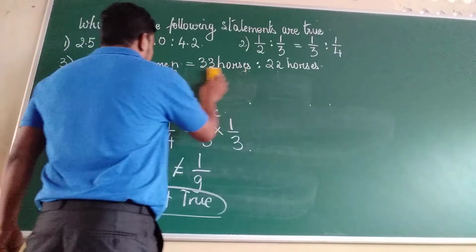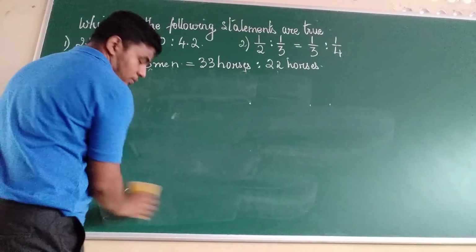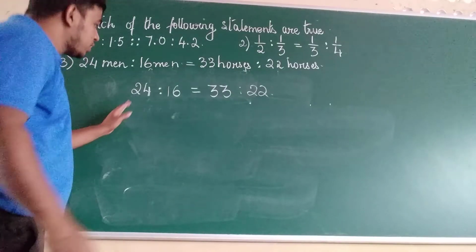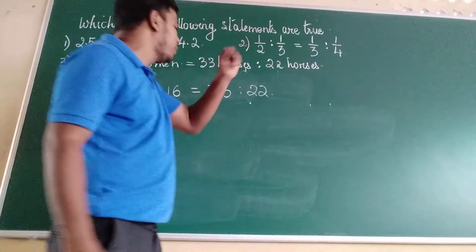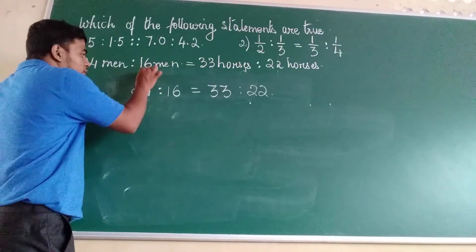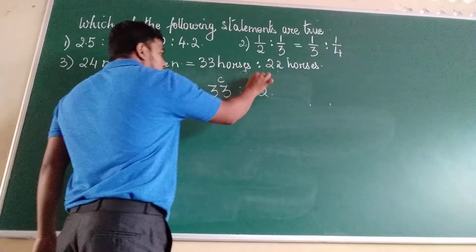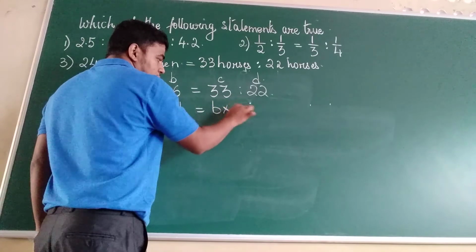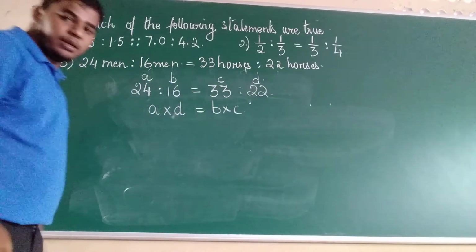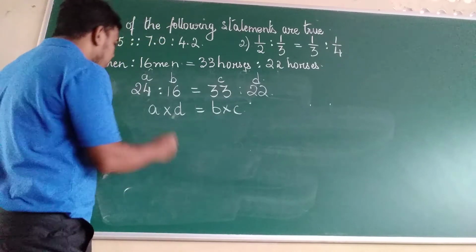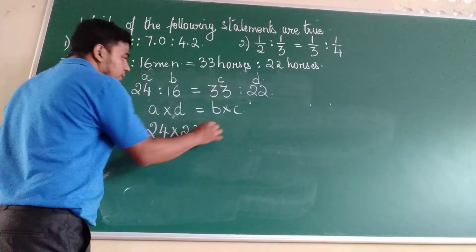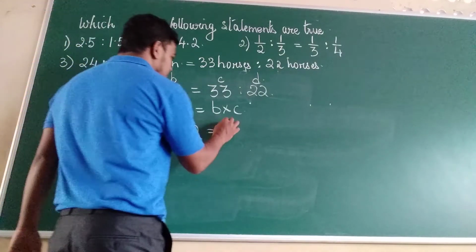Now the third one. Let's see the third one. 24 is to 16, 33 is to 22. Let's see the formula. We can do A, B, C, D. A into D is equal to B into C. Use this formula and just see whether they are equal to each other. So A into D is 24 into 22 and B into C is 16 into 33.